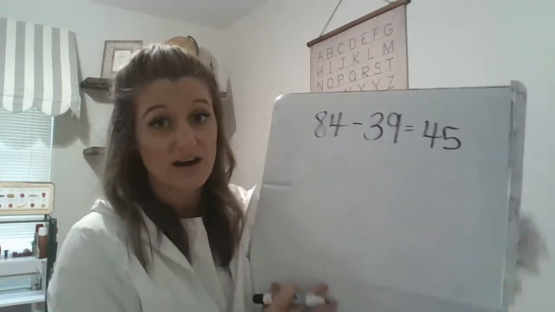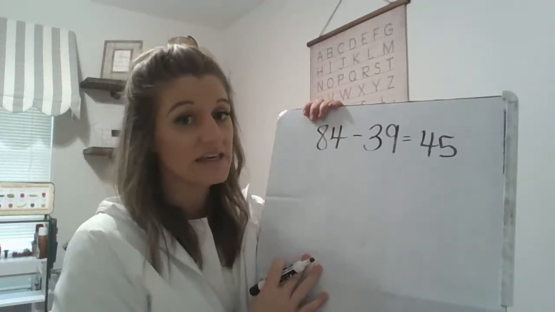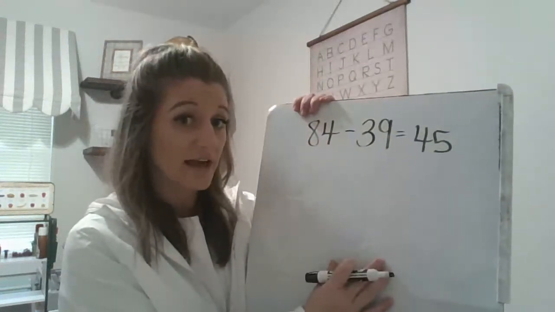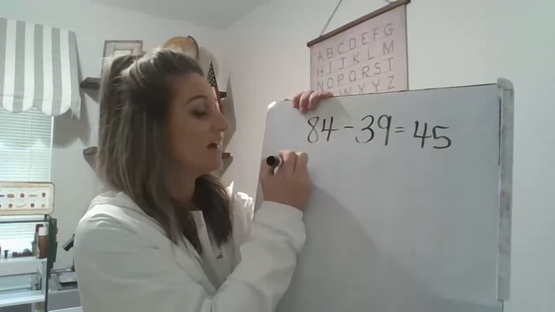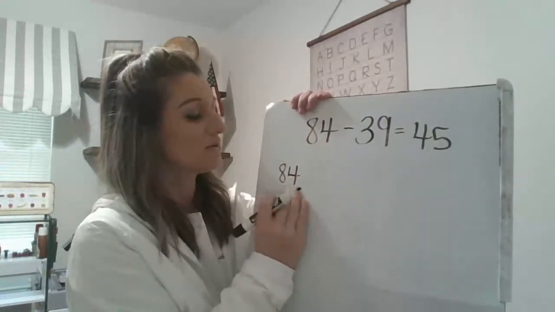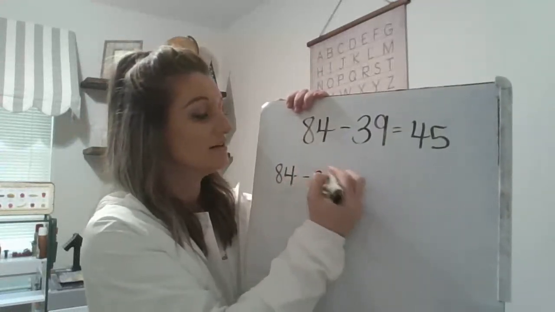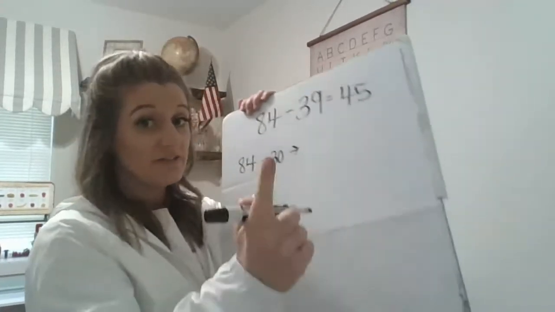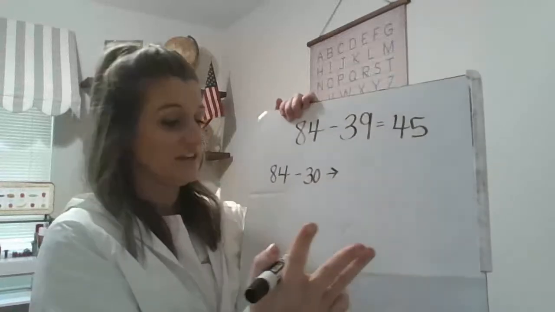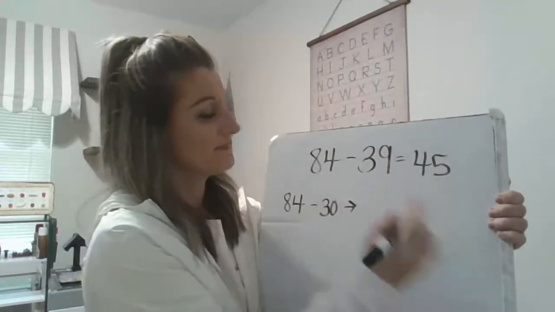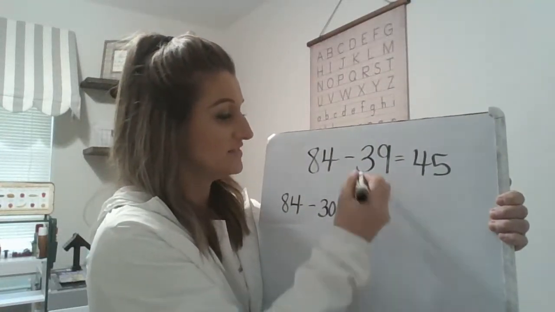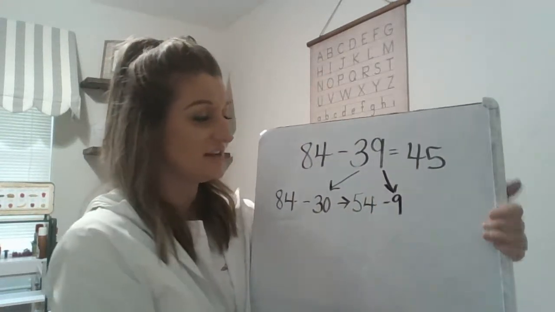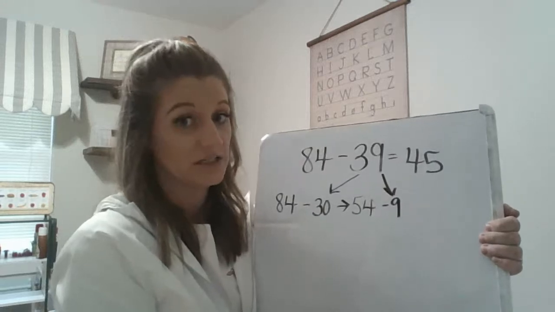One last strategy that I want to show you is what that would look like if you didn't want to use the number line. If you're getting to the point where you say, okay, I'm going to start with 84 and I'm going to take away 30, this is what the equation would look like. 84, 74, 64, 54. I got to 54. I've taken away the 30. Now I'm going to take away the 9. Here it is. I'm showing you where it's at in the equation.